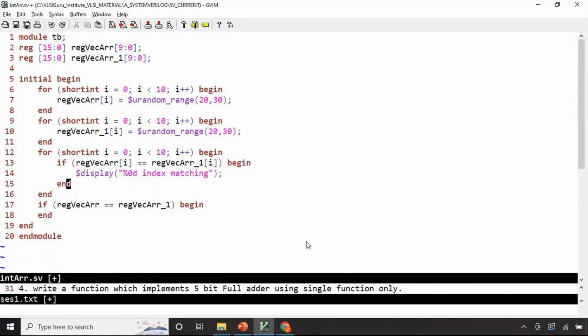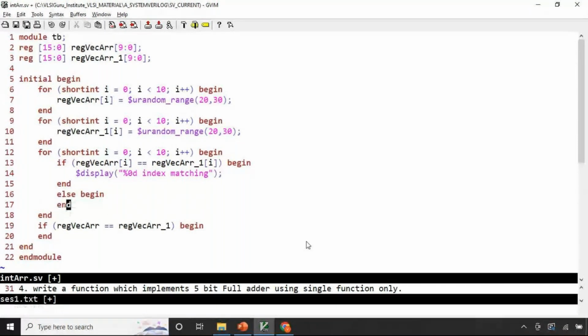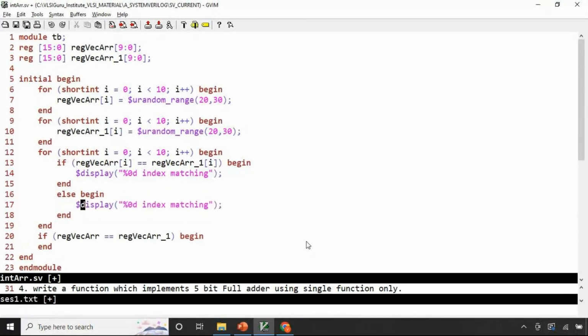Sir, in the declaration, can we write directly 10 instead of 9 down to 0 if it is SystemVerilog, as you said? You can do that, line number two. I said you can do that. Okay, I'm commenting it out because this is very long.